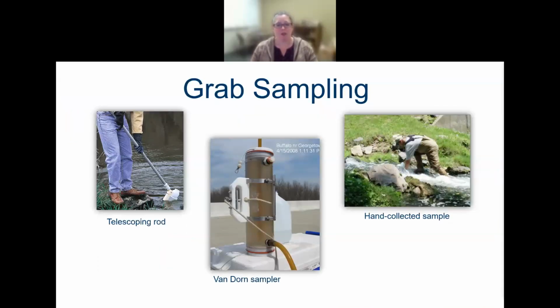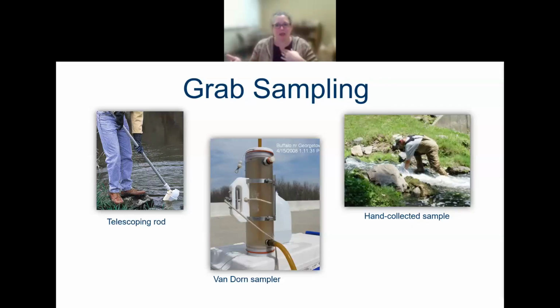We sample a few different ways. We have a telescoping rod that we might utilize in some instances. This Van Dorn sampler in the center goes into the water horizontally, and these sides come up, and then you send a little messenger down that clicks that bolt on the top and basically snaps the water and captures it in there.